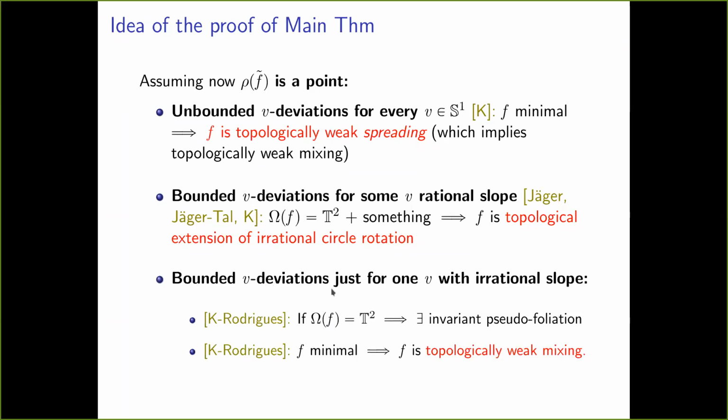And if you don't have a rational slope direction, you just have an irrational slope direction, against what you have in topologically weak mixing. And this is again using the pseudo foliation, which is an argument, as I said, very similar to the previous one. You have a minimal pseudo foliation, and you have deviations in the other direction, because if you have just an irrational direction, you don't have boundedness in the other, and that produces shear along the leaves, and this produces the topologically weak mixing.